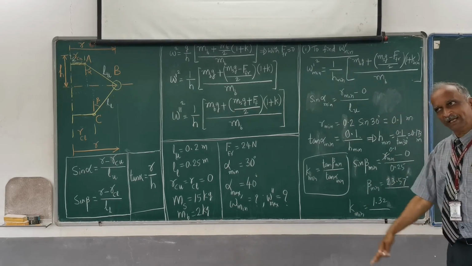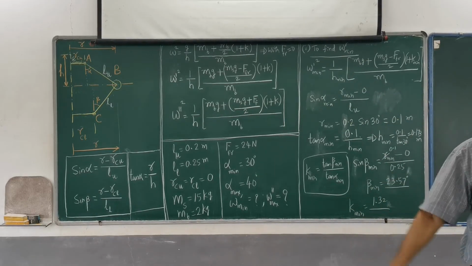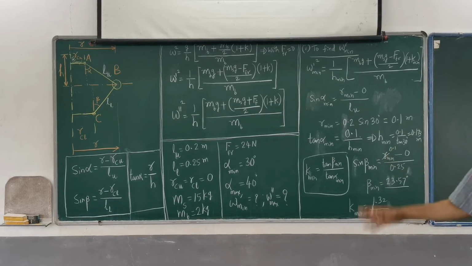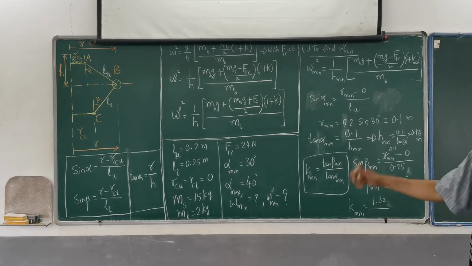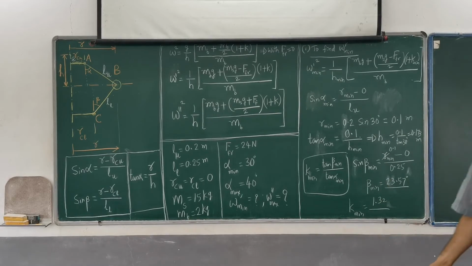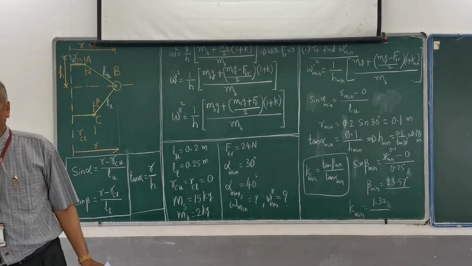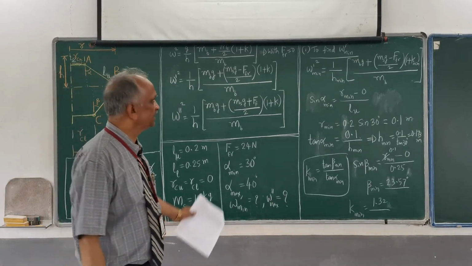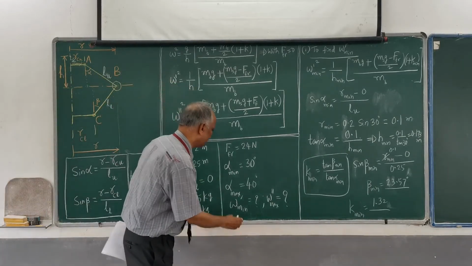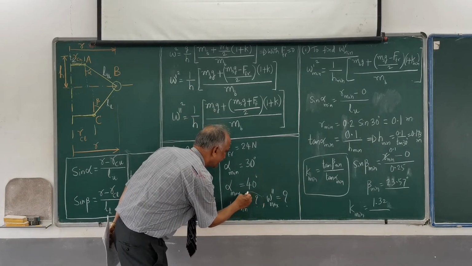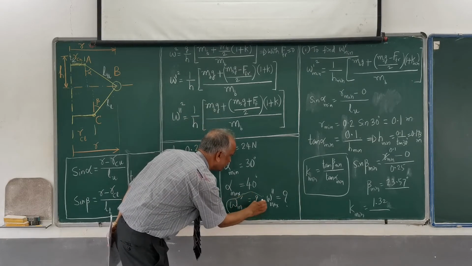And if you know omega dash, you can keep it. Omega dash minimum is so many radians per second, and you can easily convert it into RPM also. That will give you N minimum dash. So this is how you can find out this value. Omega minimum dash can be found out so easily.